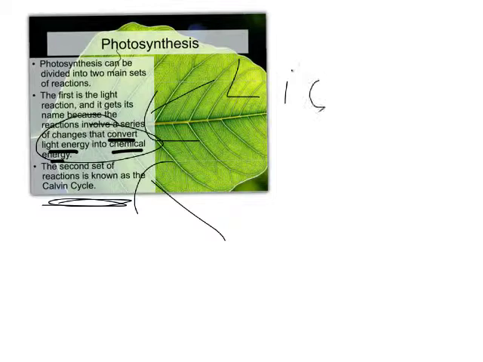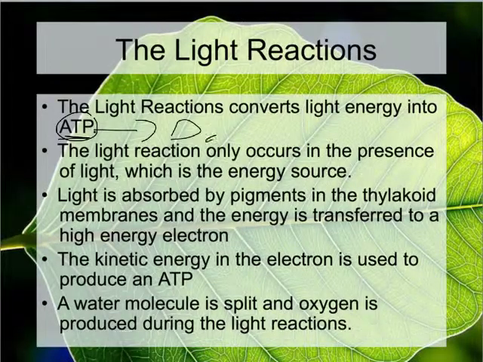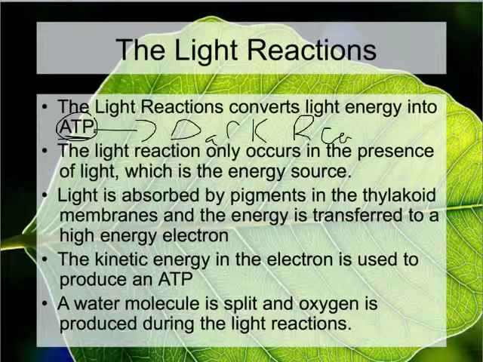This one requires light. This one is known as the light independent or dark reaction. That does not imply that it has to be dark, it just implies that light's not necessary. The light reaction's job is to make some ATP. This ATP is going to be then fed into that dark or Calvin cycle. It only occurs in the presence of light. That makes this process requiring light non-spontaneous and therefore endergonic.